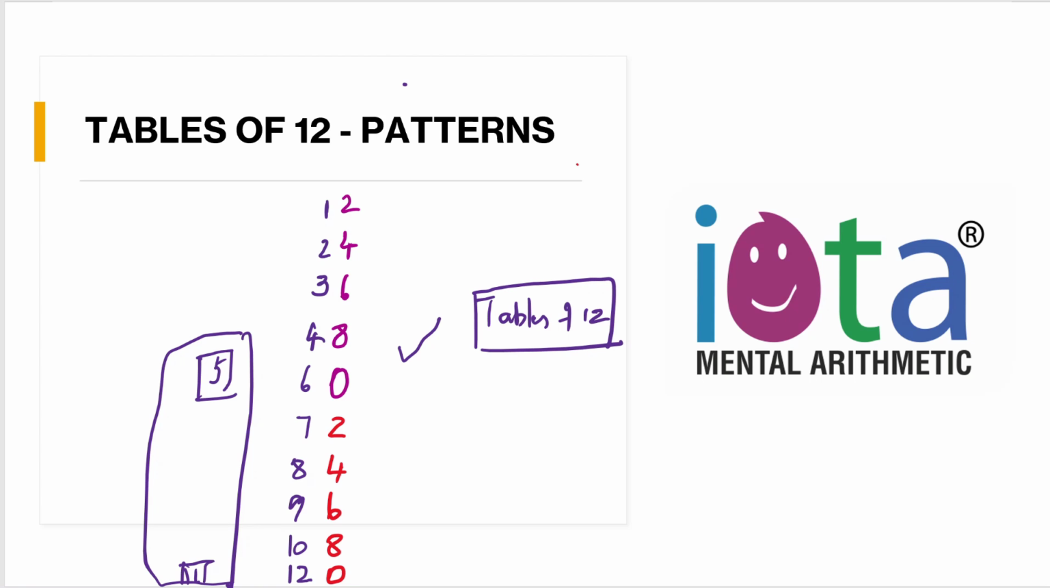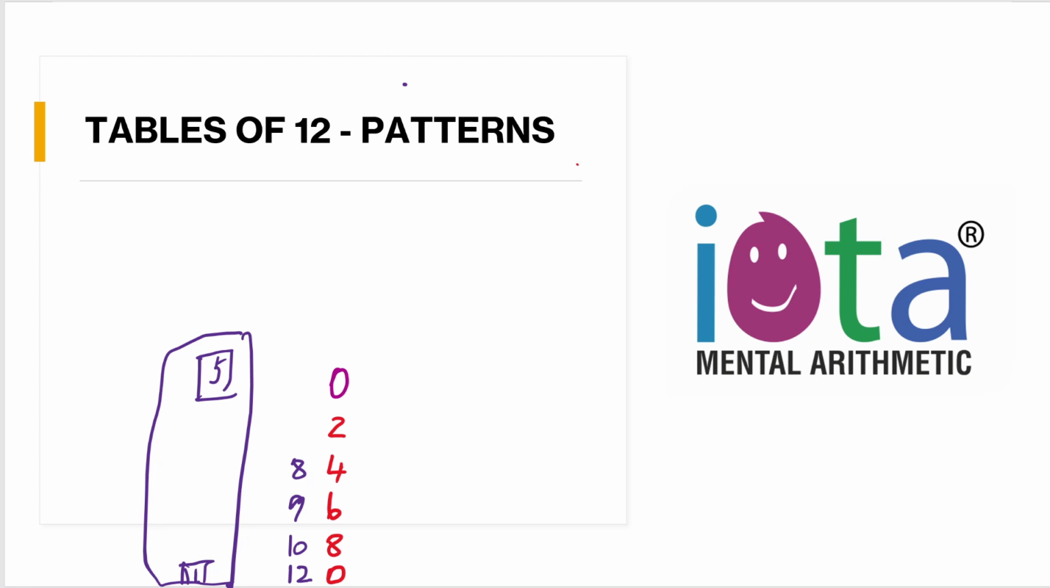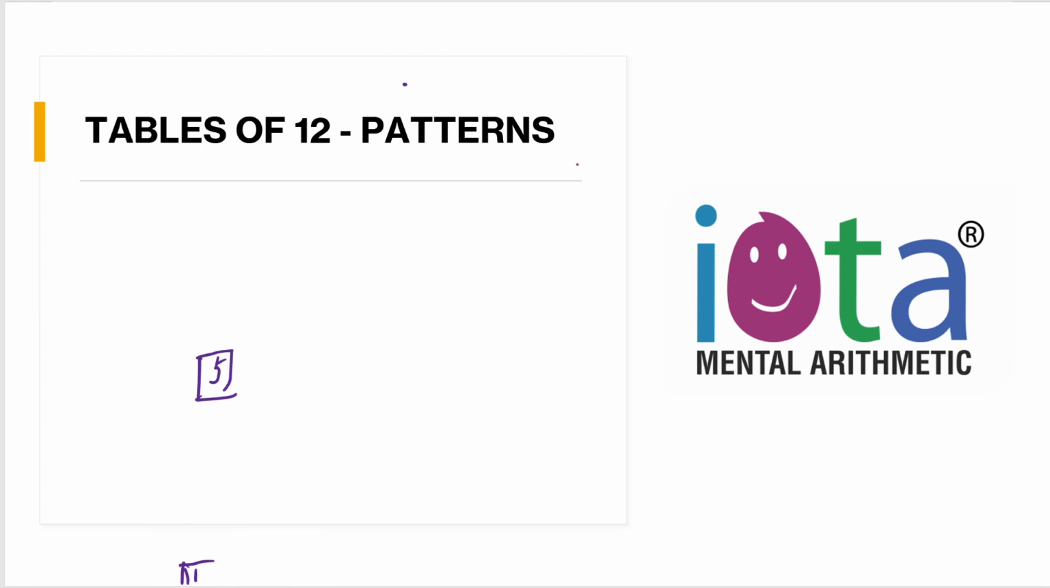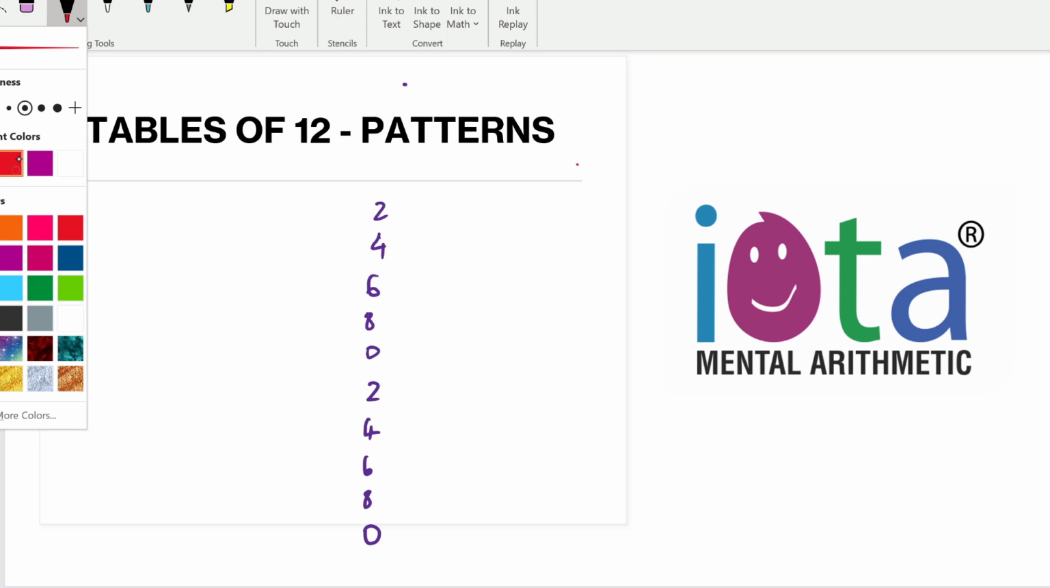It's very easy. I'll just repeat it again for you so that you can grasp it. If you have missed it, first what you will do, students, write down 2 4 6 8 0, then 2 4 6 8 0. Let me choose one more color so that it becomes very easy for you.